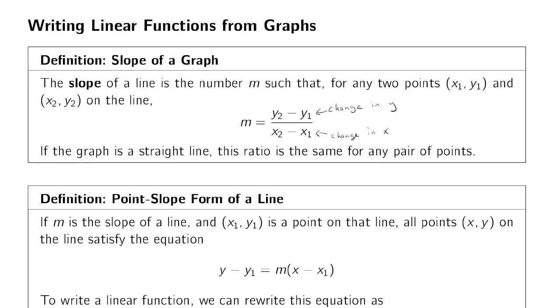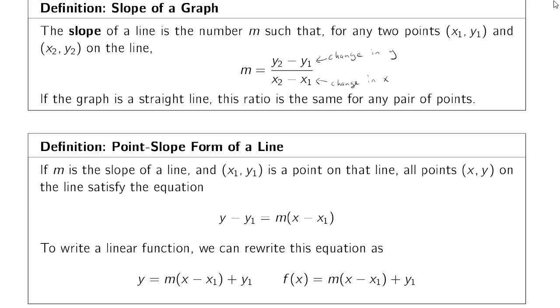And if we have a straight line, that ratio will be the same for any 2 points. The reason for that has to do with similar triangles. Using the slope, we can write a general equation that will always let us directly write down the equation of a line. If we take our definition of the slope and we multiply both sides by the change in x, we get this equation called the point-slope form of the equation of the line.